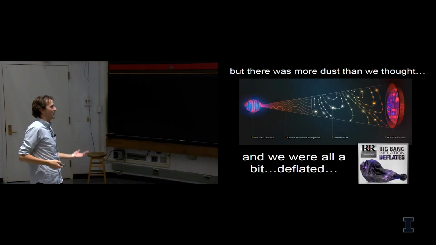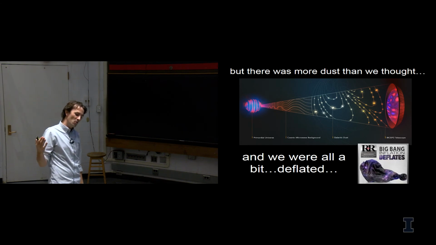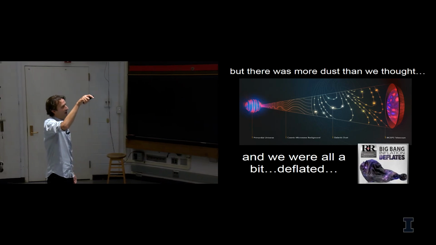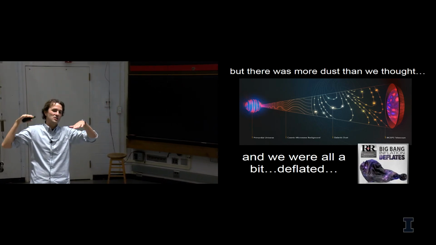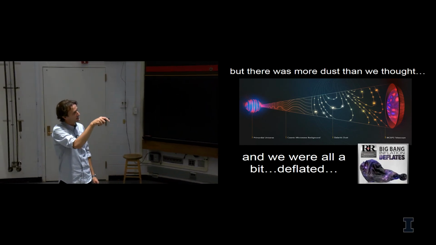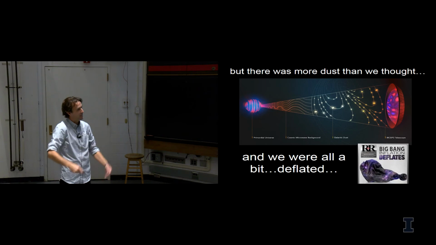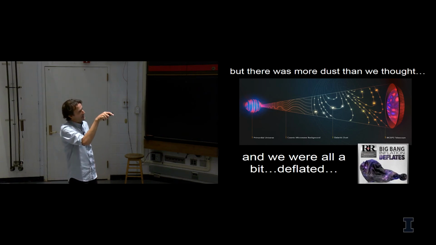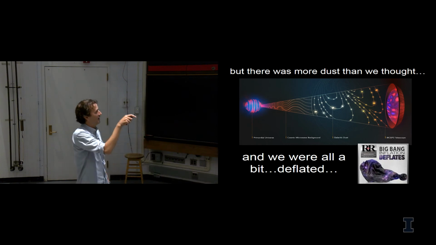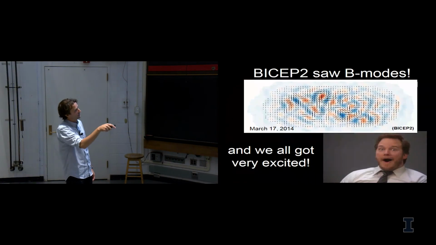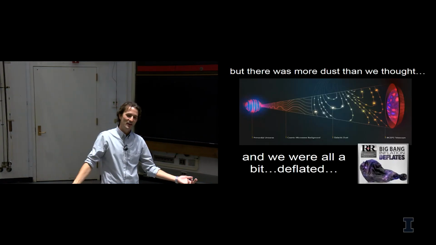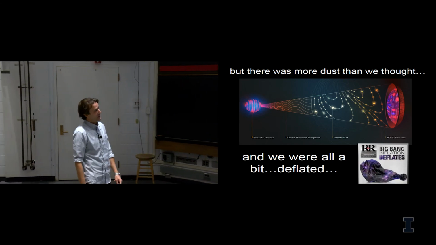But it turns out that other things, so as I said, primordial B-mode polarization is the smoking gun signal of inflation. It turns out that as the photons propagate to us, they can scatter off dust in the intergalactic medium, or the dust in the intergalactic medium can emit microwave photons. And these, it turns out, also mimic the same pattern. And so it's likely that most of what BICEP was seeing in this map is not actually primordial. So we were all a bit deflated. That was a bit sad.